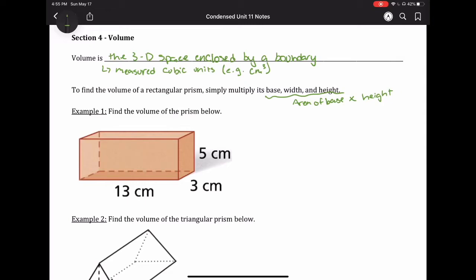And that's true for all prisms. Sometimes you'll have a triangular base, sometimes you'll have a pentagonal base. Either way, you find the area of the base and then you multiply it by the height of the prism.